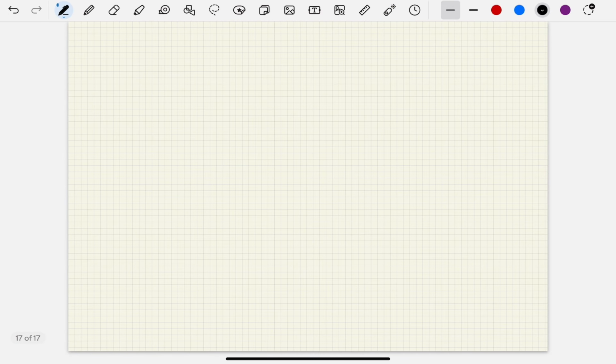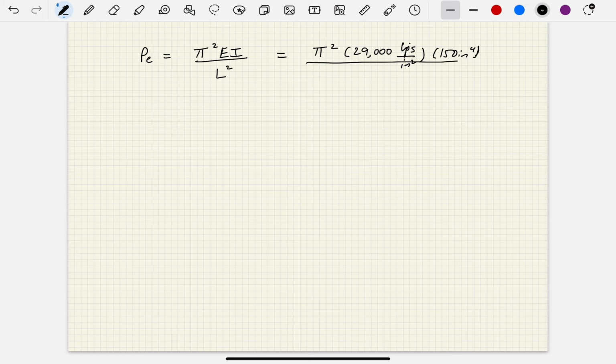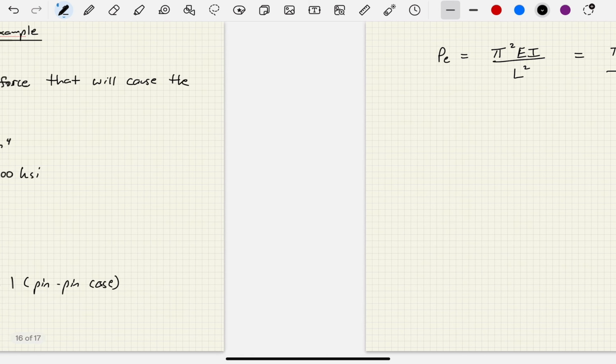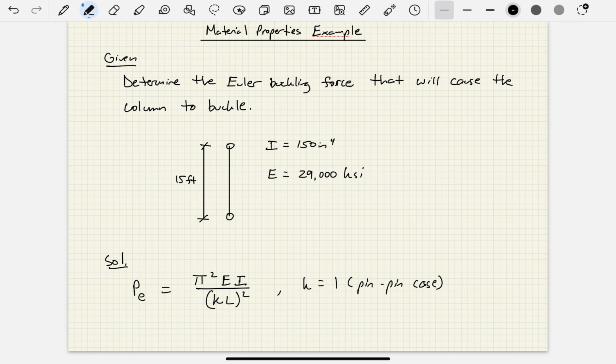So the Euler equation, PE, becomes pi squared EI over L squared, okay? And here I can just substitute values in. Pi squared times 29,000 kips per square inch times 150 inches to the fourth, over L squared. What about L? Well, L down here is 15 feet, right?